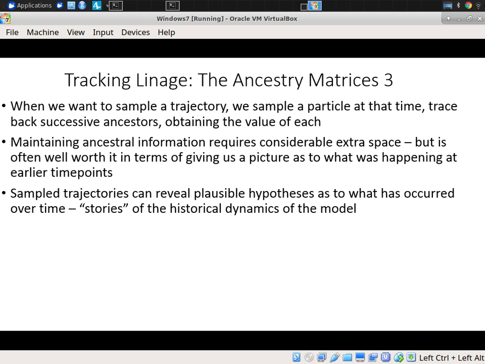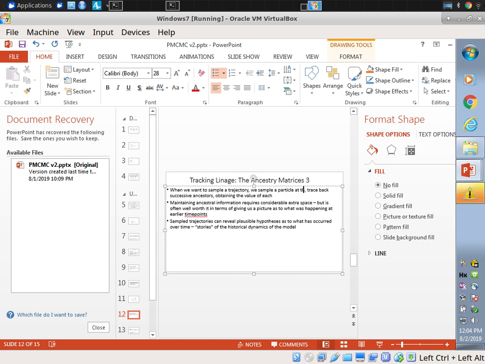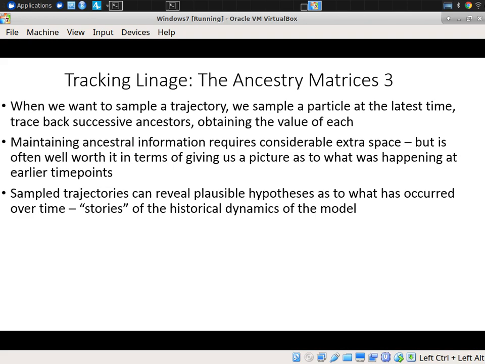So when you want to sample a trajectory, we sample a particle at the final time, or at the current time, the latest time, okay, and we trace back ancestors. Maintaining this ancestral information requires considerable space. I will note that we have to maintain a certain amount of state information around to reconstruct the value of that trajectory at each time step, given that we don't know it till the end. And I said these can allow you to sort of deduce stories over time. Okay.